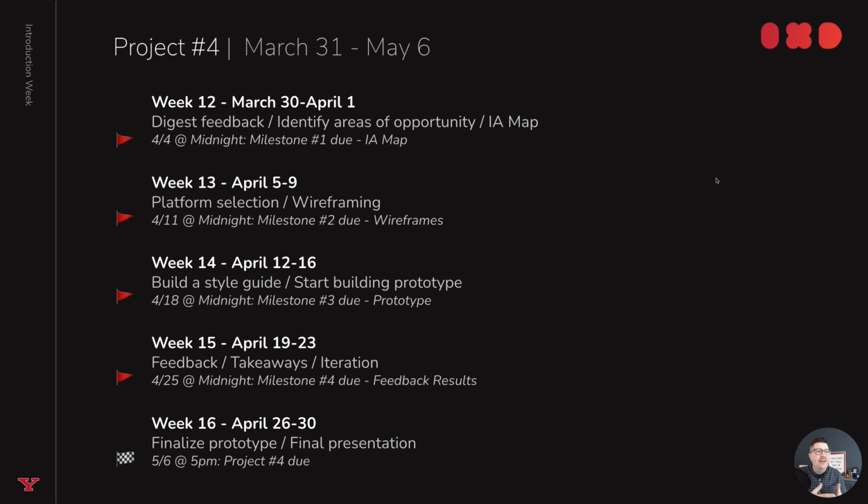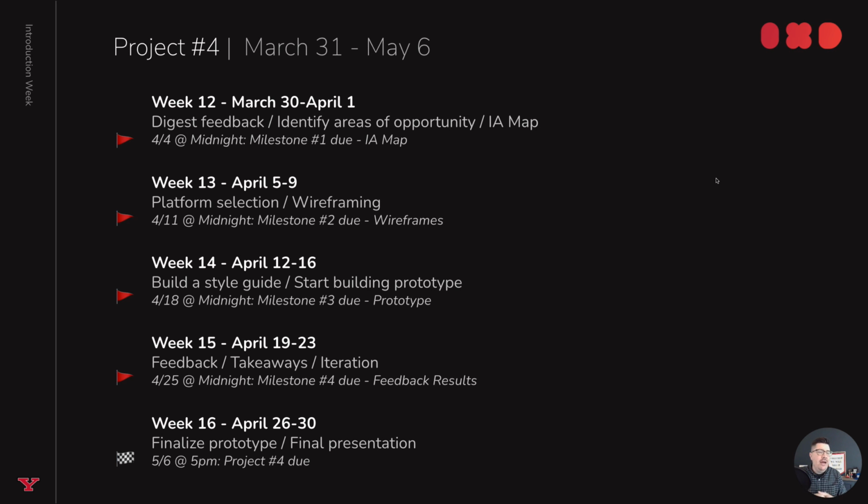The first week of the project, week 12, we'll be focusing on understanding that feedback you just got from the users, identifying the areas of opportunity, and then building out an AI map, or IA map, information architecture map. That'll be our first milestone due there.